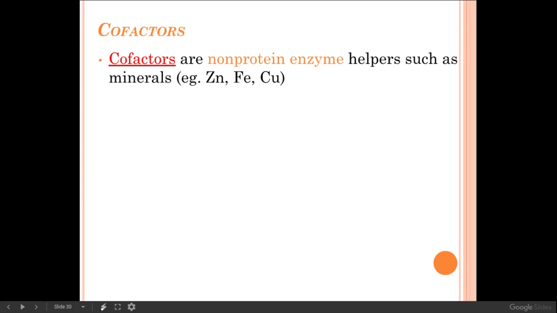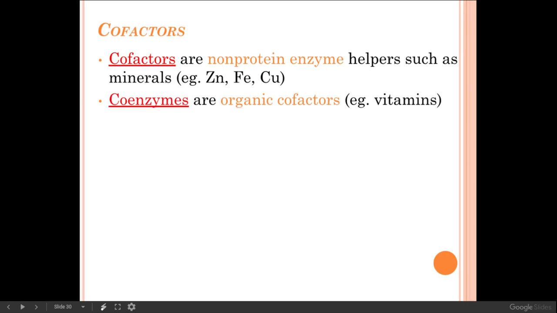There are also some things called cofactors that are going to be helping them out. Cofactors are non-protein enzyme helpers, such as minerals like zinc and iron and copper, the metals that we find in our diet. When we talk about coenzymes, those are organic factors, and those would be vitamins. So all of your vitamins, vitamin A, B, C, D, E, K, et cetera, those are coenzymes. Those are organic. Cofactors are non-organic, non-proteins, but they are both important in order to make enzymes function.